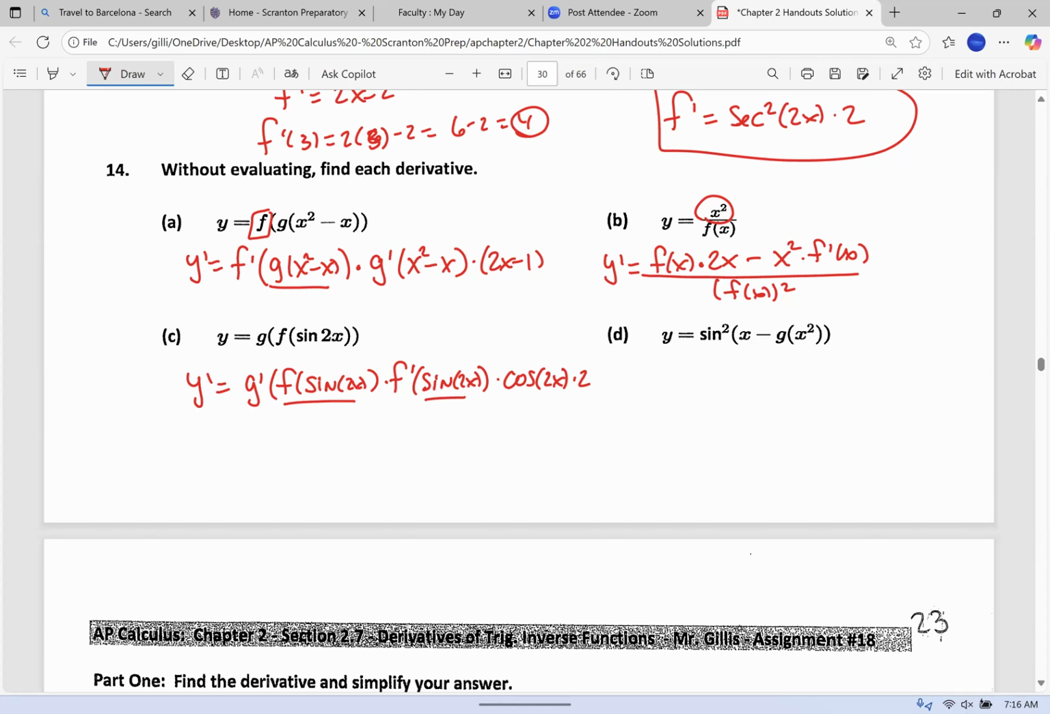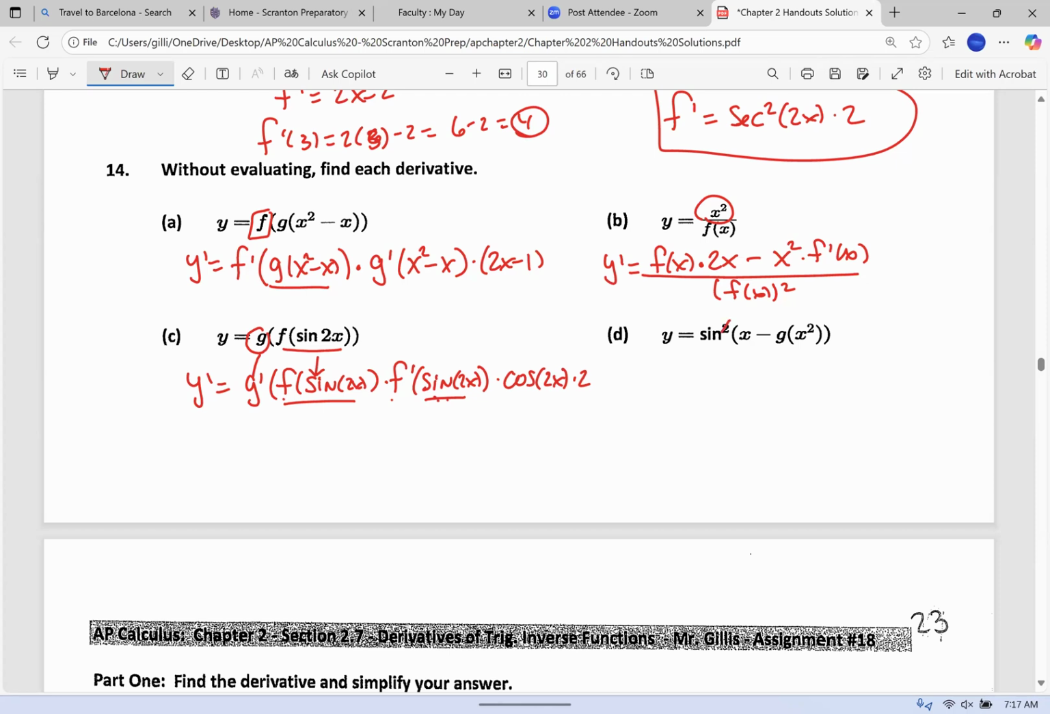So the derivative of the outside is g prime. Repeat the inside, but then you have to times it by the derivative of the inside. The derivative of the inside is f prime. Repeat the inside, and the derivative of the inside is cosine of 2x times 2.